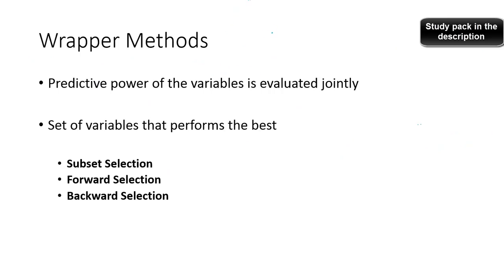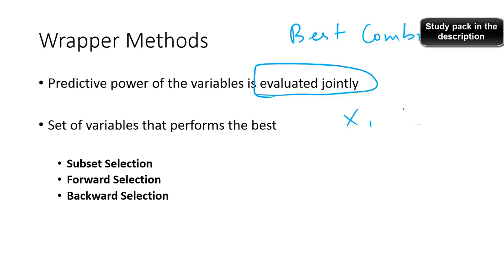Wrapper methods use combinations of x variables or features and find out which one is the best combination. So instead of finding the best variable, it finds the best combination of variables. The predictive power of variables is evaluated jointly. So we can say that, jointly, x1, x2 and x5 are the best features among the set of 10 features. That's the way we analyze this. So it is joint evaluation of variables.